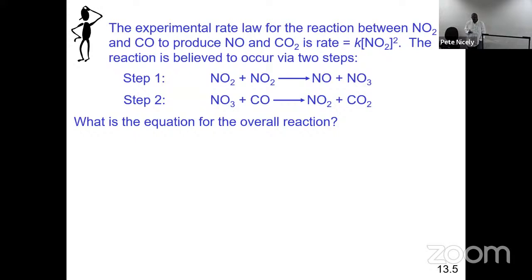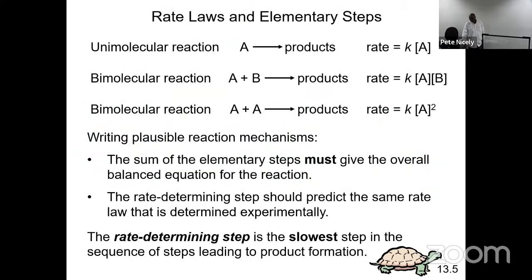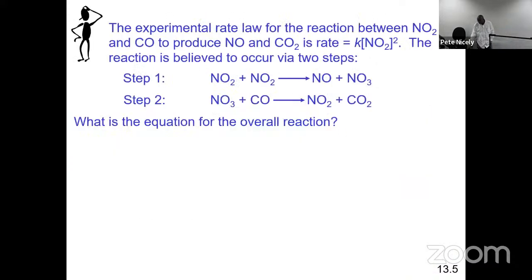What did we say about the mechanism as it relates to the overall reaction? What must be the case? Let me give you a hint. What does it say? The sum of the elementary steps must give the overall balance equation, right? So let's go back to the question. What would be the overall balance equation?